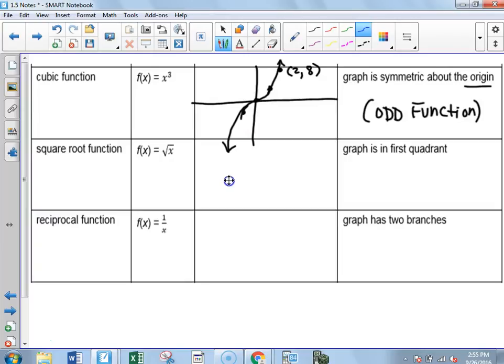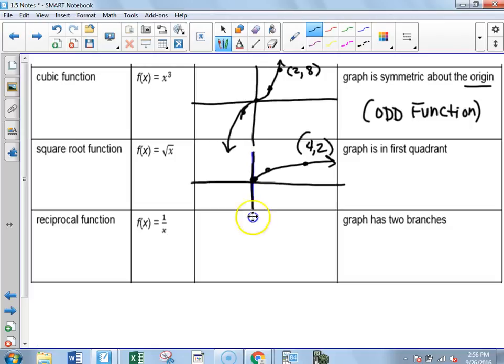All right, square root. Can anybody give me a couple ordered pairs on that one? Yes, okay, over here, 4, 2 would be an ordered pair. 0, 0, and 1, 1 as well. So the graph is in the first quadrant only, as long as it hasn't been reflected or shifted.